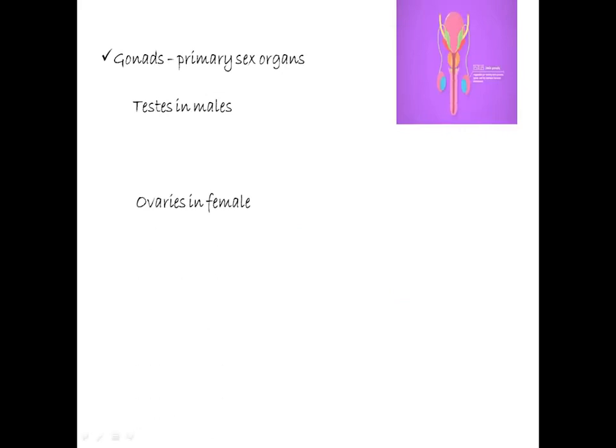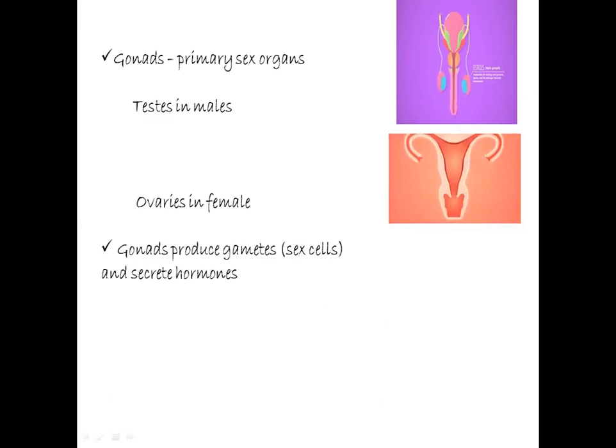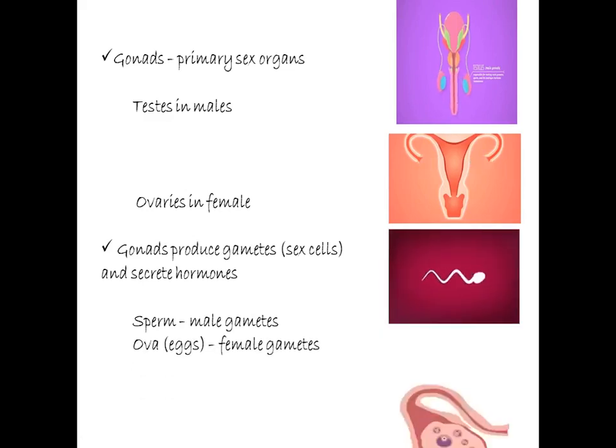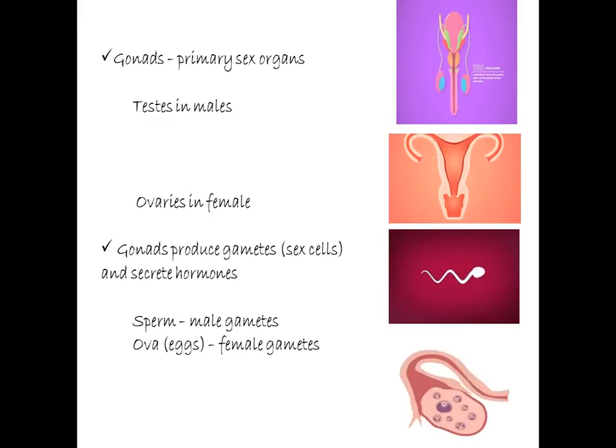Gonads, which are the primary sex organs, are the testes in the male and the ovaries in the female. Gonads produce the gametes, which are the sex cells, and secrete hormones. The sperm are the male gametes, and the ova or eggs are the female gametes.